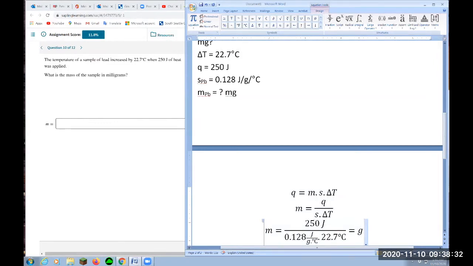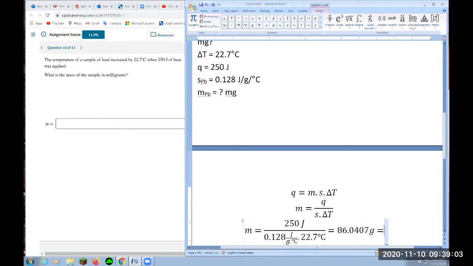In the calculator, you do 250 divided by 0.128 divided again by 22.7, or you do 250 divided, open the parentheses, 0.128 times 22.7, close the parentheses. And the calculator answer is 86.0407 in my case, etc.